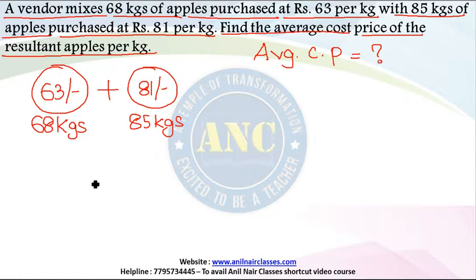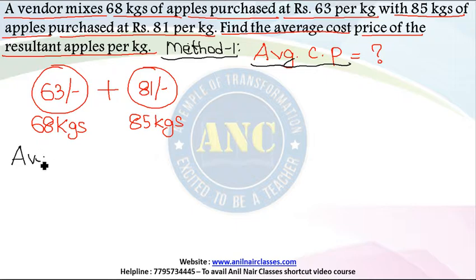Now see here, I will discuss two methods. Whichever you are comfortable with, please follow that method. Method 1 is what I am discussing right now. I want to find the average cost price. Can I say that the basic definition of average is the sum of the quantities divided by the number of quantities?